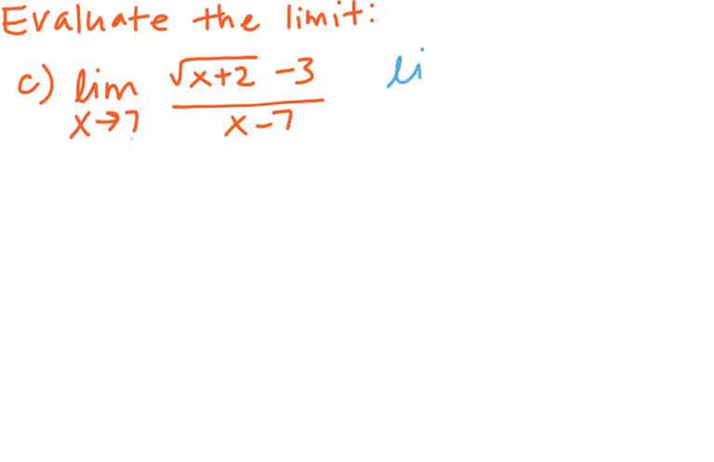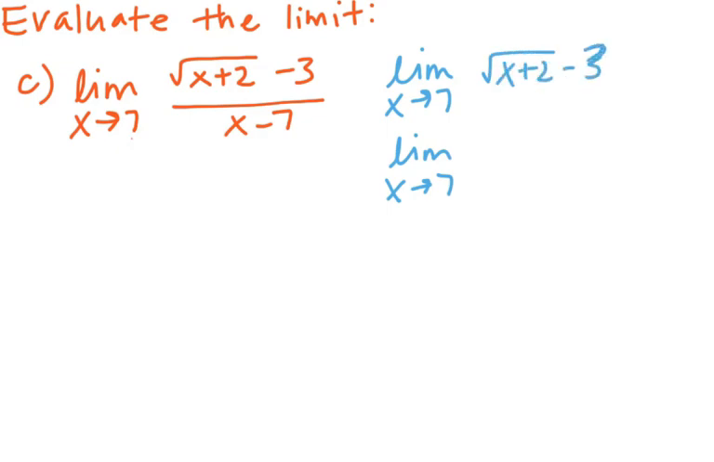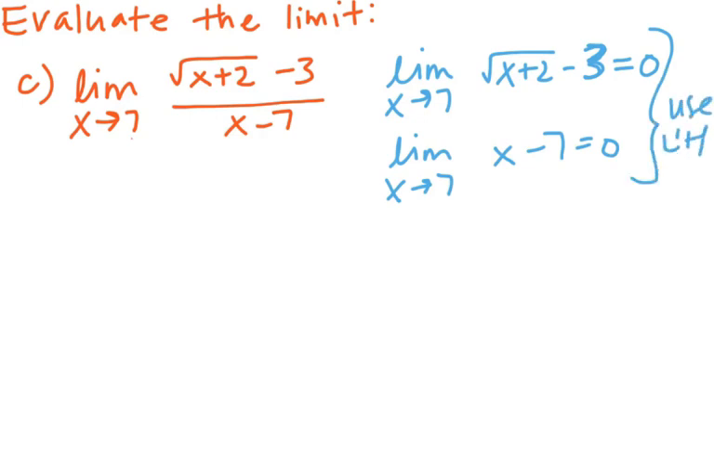Okay, so we know we need to check the limit, and from our previous work on here, we can kind of just know that the square root of x plus 2 minus 3, if I plug in a 7, that's going to give us a 0, and obviously with x minus 7 we get a 0. So we're still going to use L'Hopital's rule, but you do need to write it all out again, like I said. I just can't fit it on this particular screen.